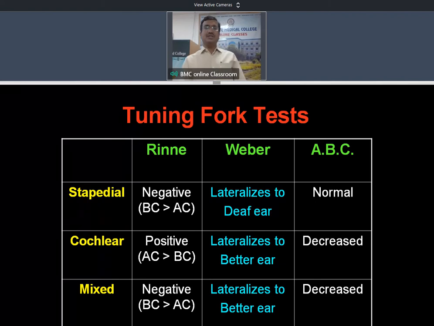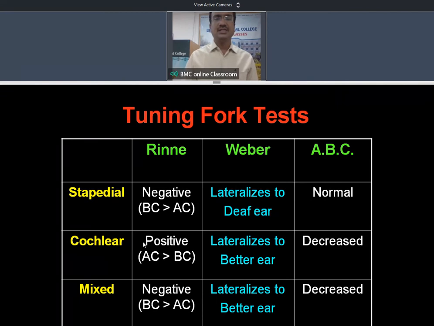Rennes test is positive, and Weber's is lateralized to the better ear, and ABC is decreased. In mixed type also, mixed type means if there are both types of otosclerotic foci, then you can see the stapedial and cochlear type of otosclerosis. Then you can see the mixed type of hearing loss.